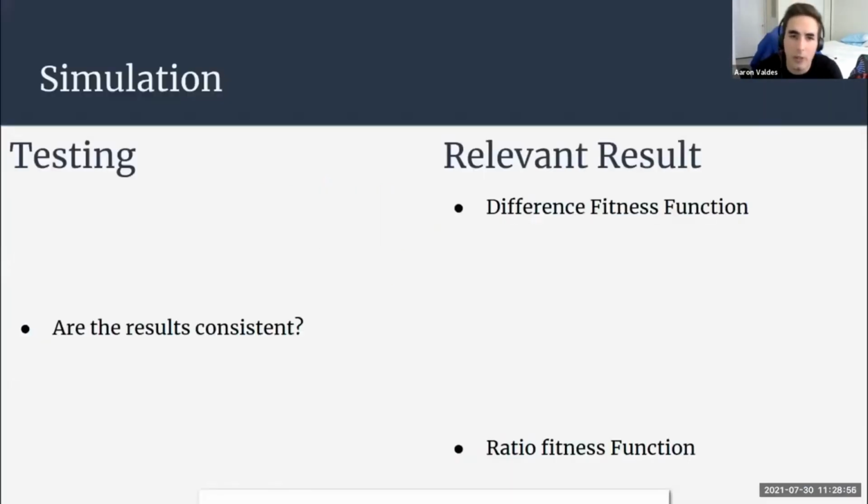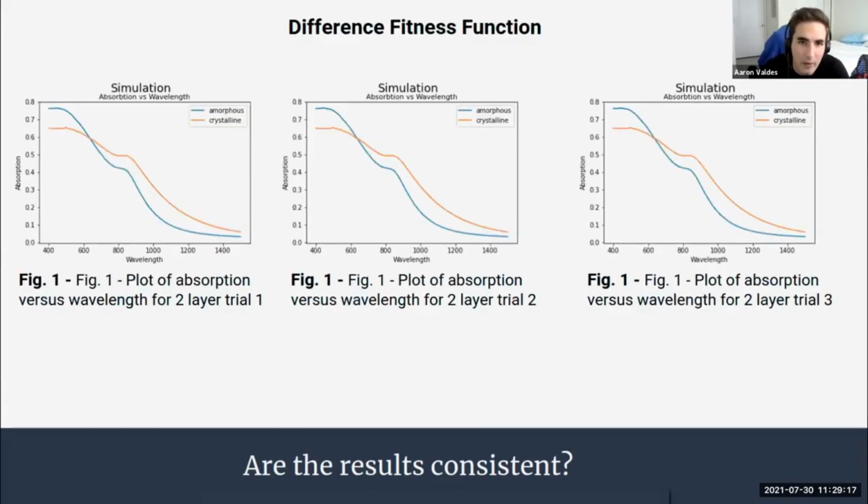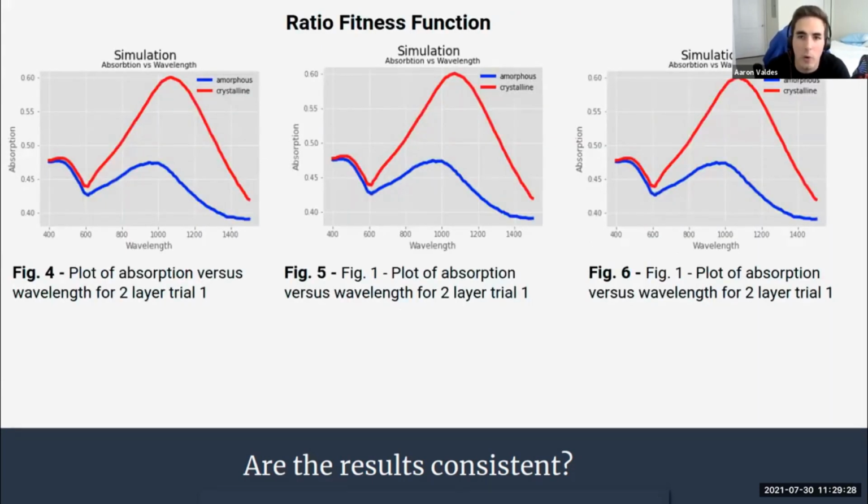So for the simulations, there were two phases. First, testing the code, to see if the result is consistent. The second phase was obtaining results of fitness functions for the difference and ratio between amorphous and crystalline. Are the results consistent? Well, yes. For the difference fitness function, you can see that all the spectra are identical, which means that all results are consistent. The same happens with the ratio fitness function, where we're also able to obtain the same spectra for the same amount of layers, which means all results are consistent.